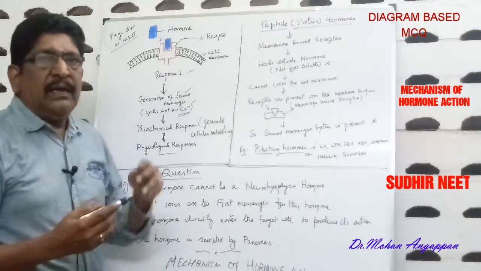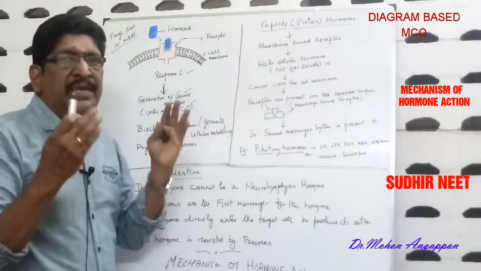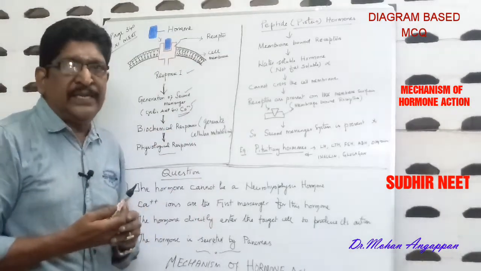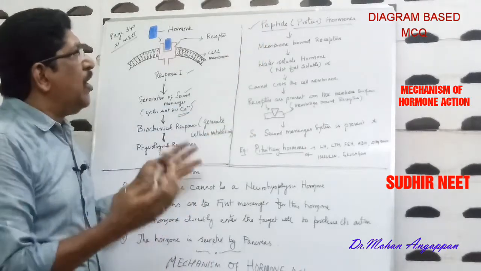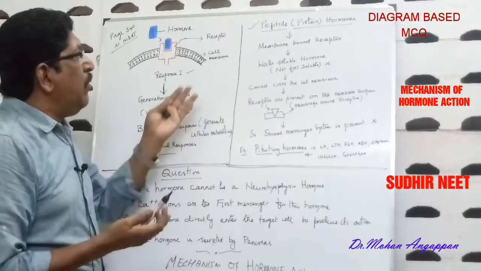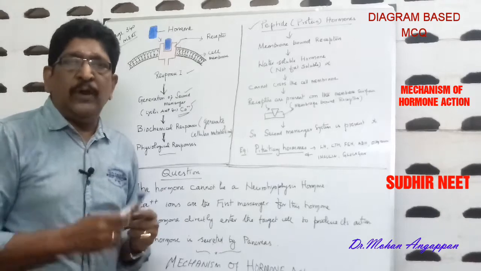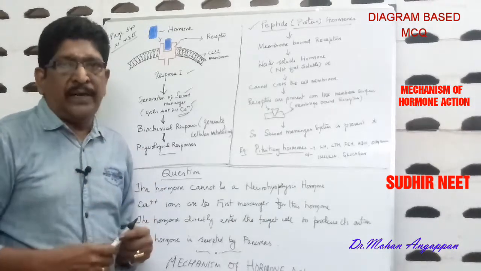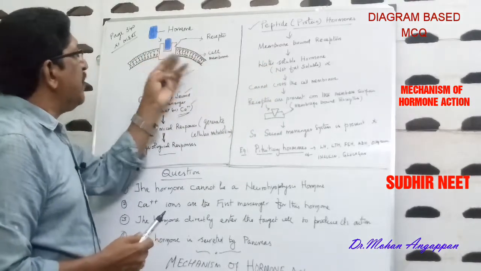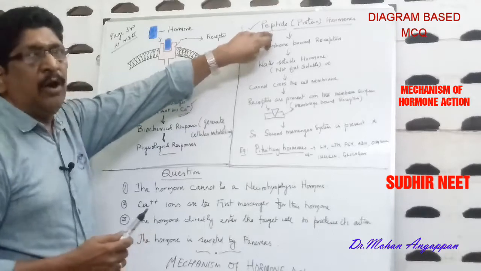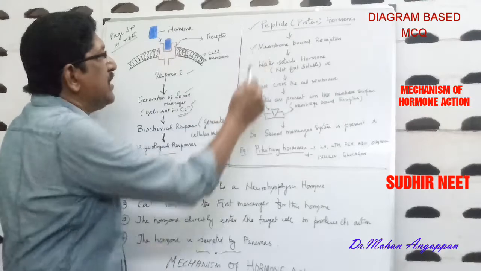Now let us take up the membrane bound receptors. Peptide hormones will have the membrane bound receptors. There are two types of hormones, one peptide hormone, another steroid hormone. Here we are seeing that the receptor is membrane bound, so it may be a peptide hormone. So peptide hormone has the membrane bound receptors.